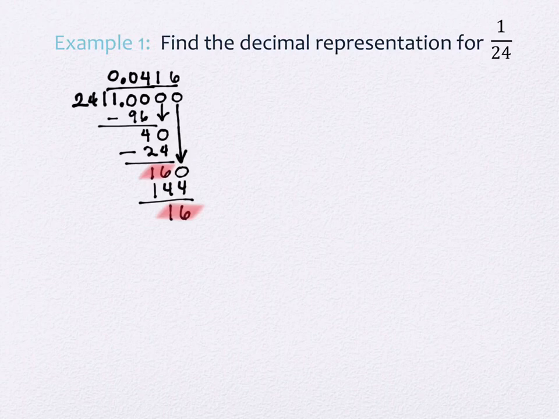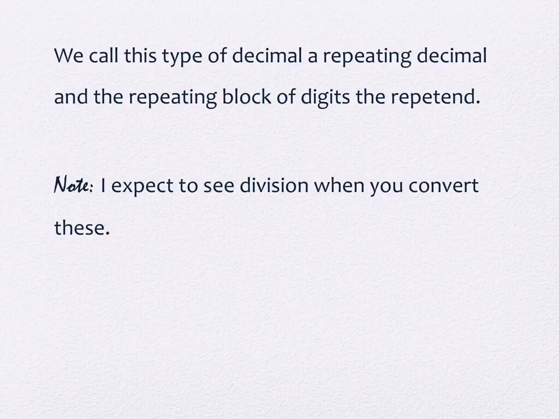So the number that's actually repeating is only the last number because I continue to get those 6's showing back up again. So my decimal is 0.0416 with the bar only over the 6. So this type of a decimal is a repeating decimal. And the part that repeats at the end, in that case the 6, is called the repeat end. And I've got the reminder that says, like I already told you out loud, you need to show me division. Okay?